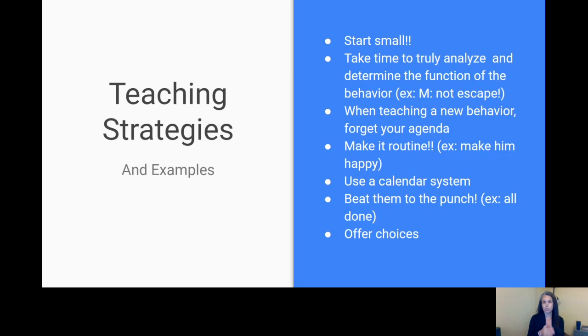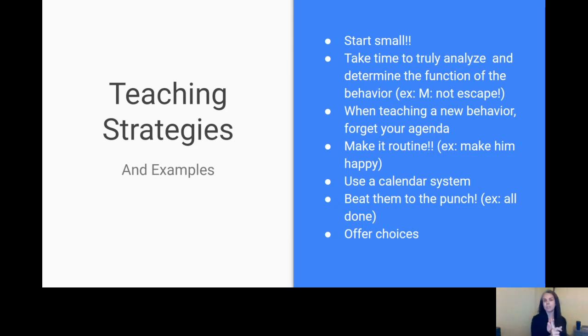Another example of when teaching a new behavior, forget your agenda. This same little girl who I was teaching to sit at a table, she would go to circle time, which was not her favorite activity. It was not all that meaningful for her. She has a dual sensory impairment. So she would come and she would sit down and she would do what I called a chair dive. And when she decided she was finished, she would just try to dive out of the chair.